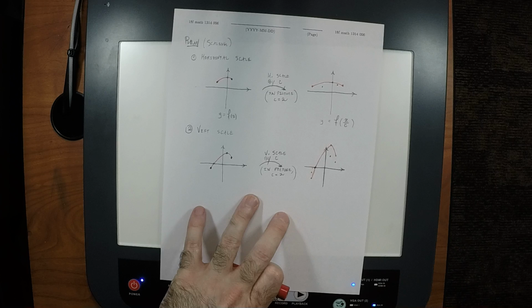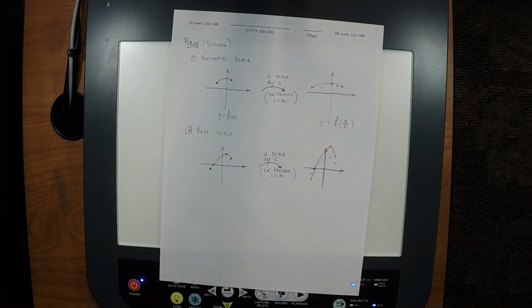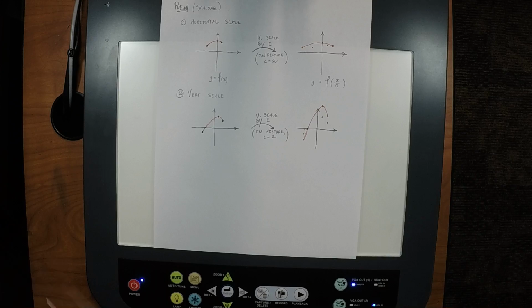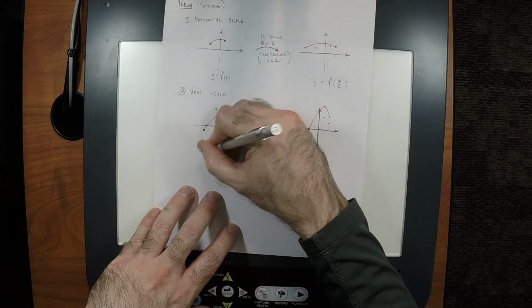Now, it's not an art class. But all the vertical coordinates have been doubled. Okay. So let's write down the transformation.